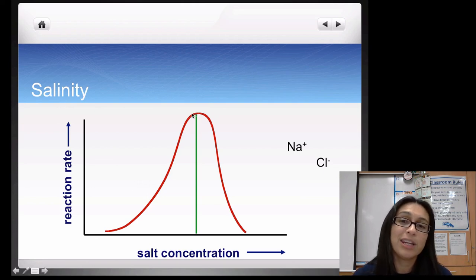All right, that's it for looking at reaction rates and protein and enzymes.